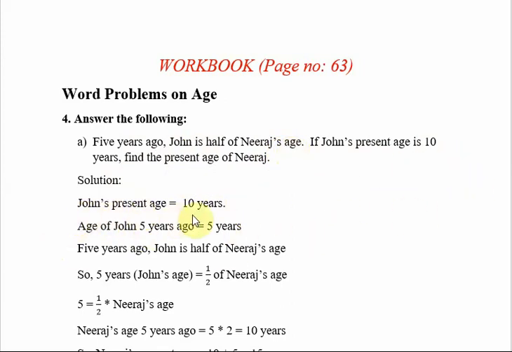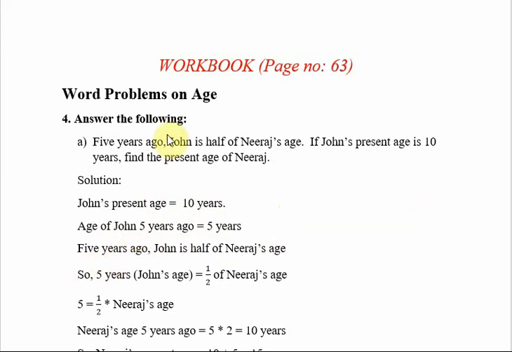John's present age is 10 years. Age of John 5 years ago: what will be the age of John 5 years ago? Now the age of John is 10 years, so 5 years ago, John's age will be 5 years. How can you calculate this? 10 minus 5 is equal to 5, because for 5 years ago, we have to deduct 5 from the present age. So you will get 5 years.